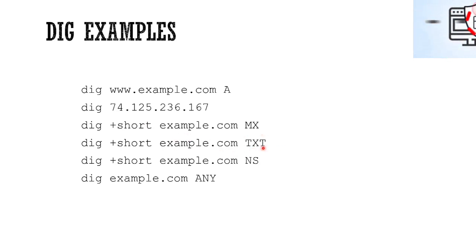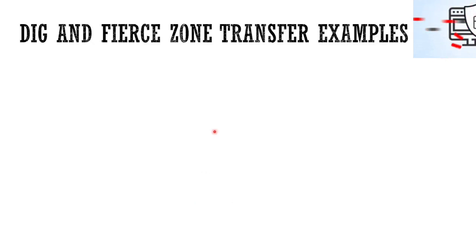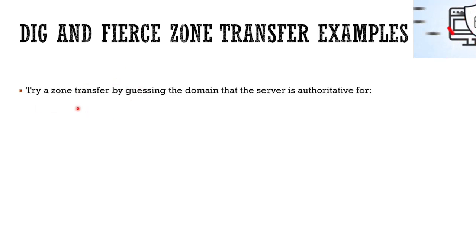You can also use fierce in Linux. So you can try to transfer a zone by guessing a domain that the server is authoritative for. So here's the thing. If I go to a DNS server and I say, give me everything you have on that domain, and that server is not what we call authoritative, meaning it doesn't actually have the zone file, the database in it, and all it's doing is lookups and caching the results, the zone transfer will only be useful if it hosts the zone, if it's authoritative.